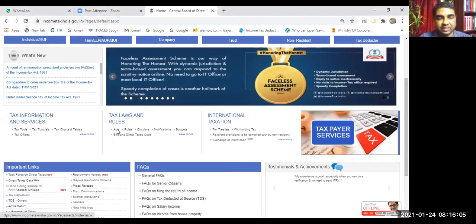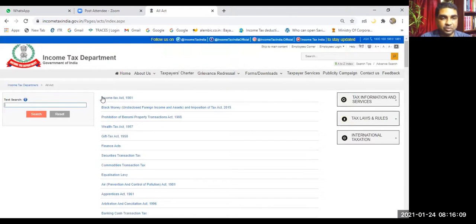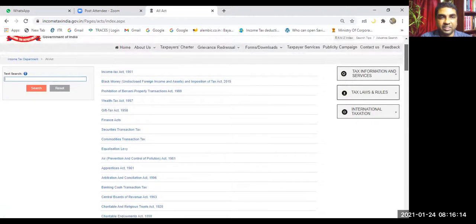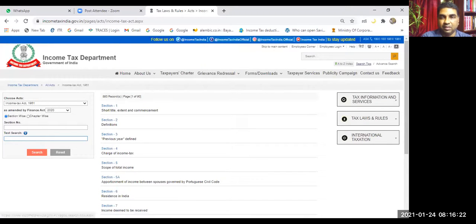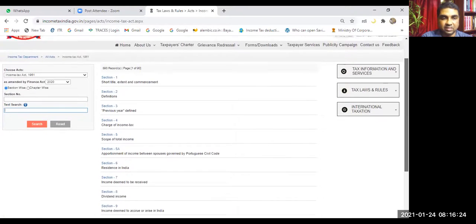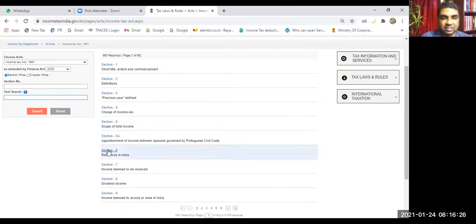If I click Acts, you see so many Acts are there, but I'm interested in the Income Tax Act. I will click here. Now you see section-wise things are there. I am interested in section 6 now. Can you see what is written here? Section 6: Residents in India.